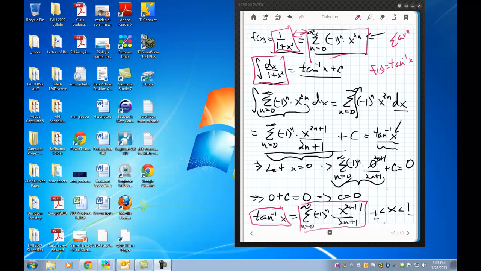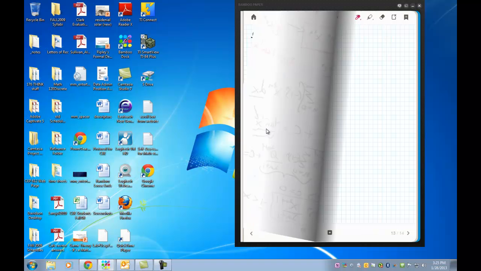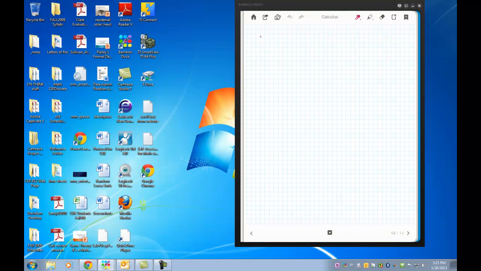All right, now check this one out. Let's do one more of these just to give you a feel. So let's say that f of x equals, I don't know, let's go 1 over 1 plus x squared. Now this one's tricky, but it's really not as bad as you might think.